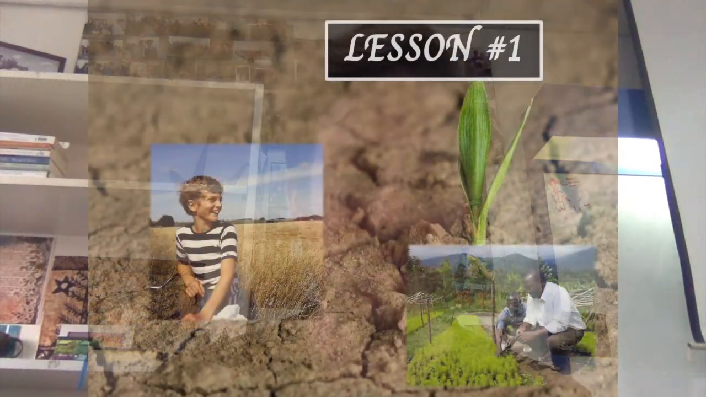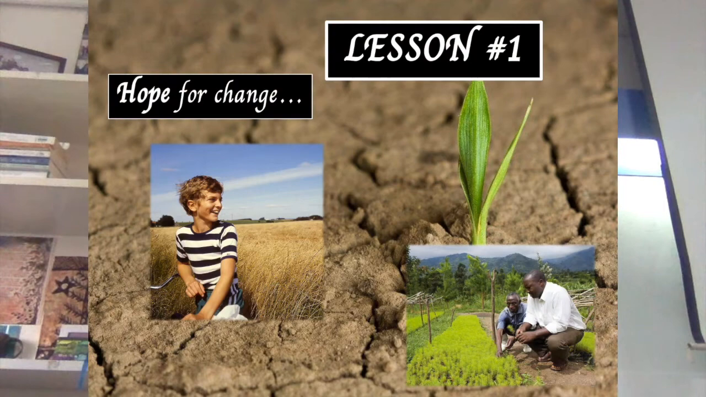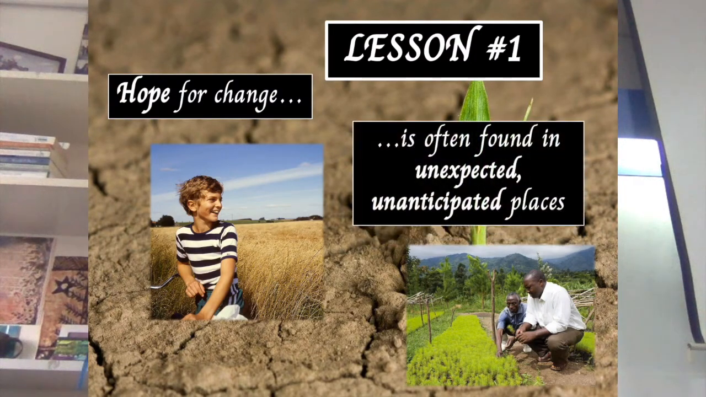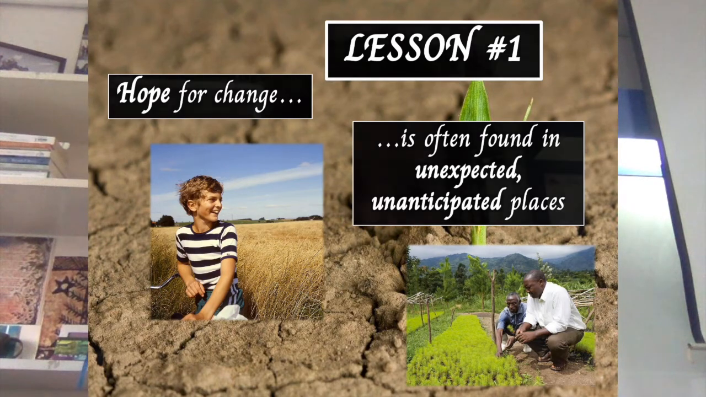I could talk a lot more about them, but maybe as a first lesson we could say that hope for change is often found in unexpected, unanticipated places. Stephen doesn't really know what he's hoping for, but the introduction of these two characters is very unexpected, and I think really cool to think about what they represent.